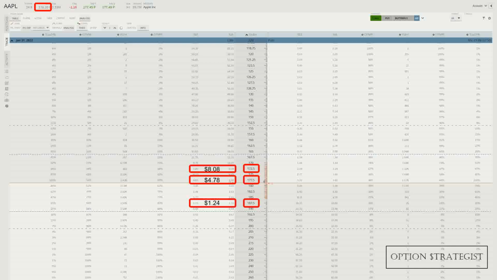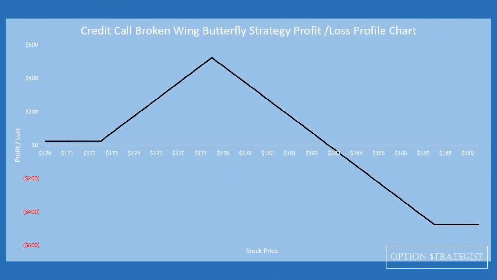This is a profit and loss profile chart for the call broken wing butterfly trade. As we can see, the maximum profit is $524 if the stock price ends at $177.50. The maximum loss is $476 if the stock price goes above $187.50 when the option contract expires. The break-even point is $182.74. And an important aspect that making this trade a high winning probability trade is the trade will not lose no matter how low the stock price decrease.